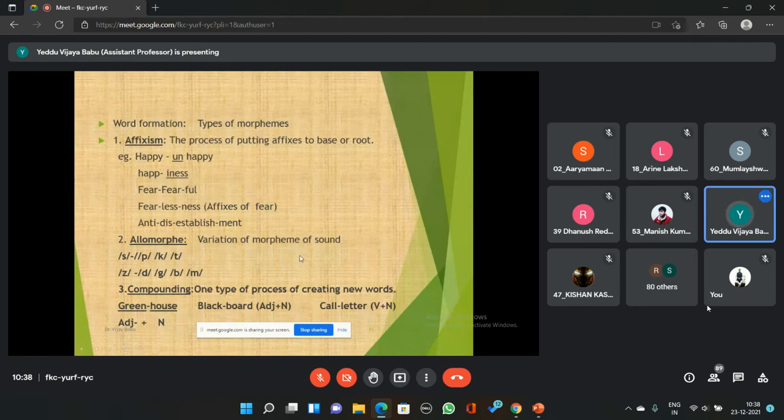Similarly, other examples like blackboard, adjective and noun form, blackboard. Call letter, okay, call letter. Call is a verb form and letter is a noun form, call letter. This kind of processing is called compounding.